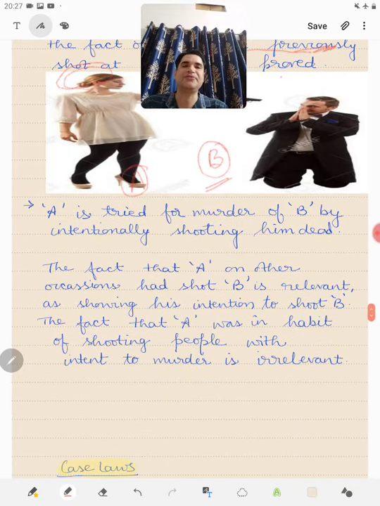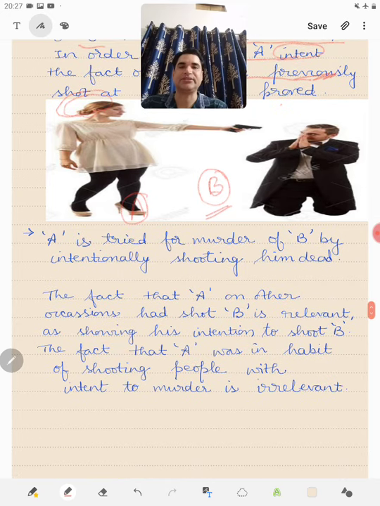Now A is tried for the murder of B by intentionally shooting him dead. The fact that A on another occasion had shot B is relevant as showing his intention to shoot B. The fact that A was in the habit of shooting people with intent to murder is irrelevant. Now see, this is very important. The thing is that A is tried for the murder of B, that A has shot at B and B has been shot dead.